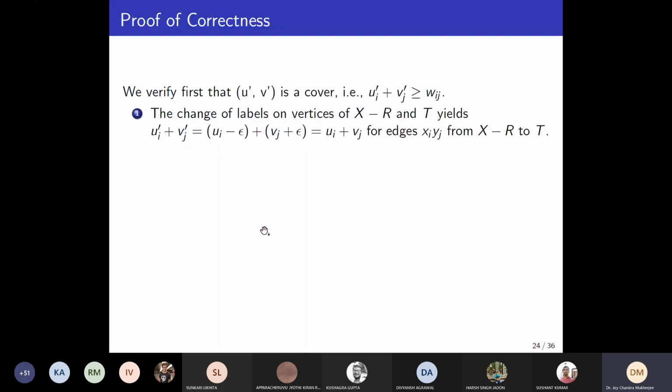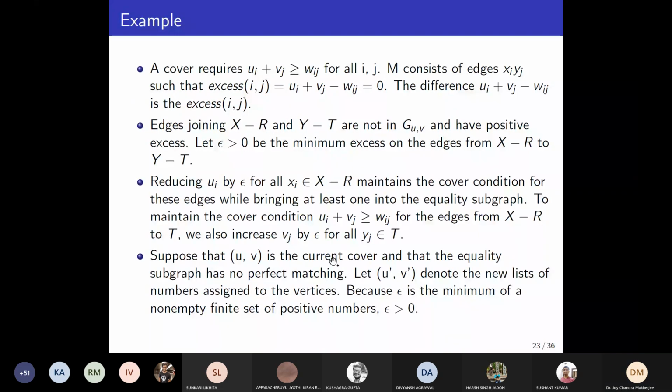So suppose uv is the current cover whose cost is 35, and that the equality subgraph has no perfect matching. Let u prime v prime denote the new list of numbers assigned to the vertices corresponding to u and v. So u prime is the new vector, v prime is the new vector. And what is u prime? U prime is nothing but reducing ui by epsilon for all xi belongs to x minus r. And what is v prime? V prime is basically increasing vj by epsilon for all yj belongs to t. So that is the new u prime v prime.